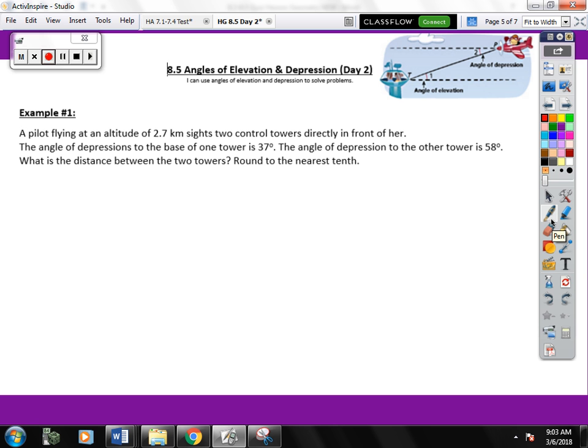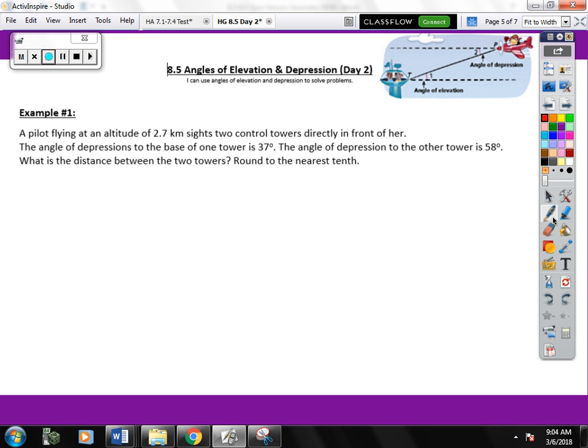So these are going to be double problems where we're going to have two people, two towers, two ships, two something that you're looking at. And therefore you'll have two different angles of elevation or depression. And it looks like I don't have any graphics, so I'm going to be drawing my plane. And it's not going to be pretty.